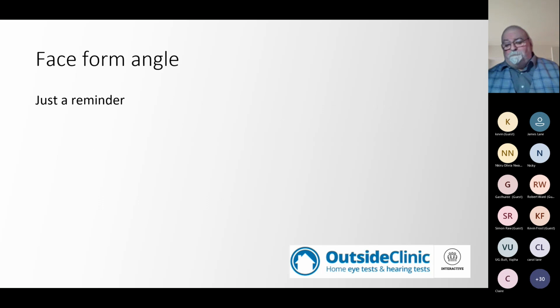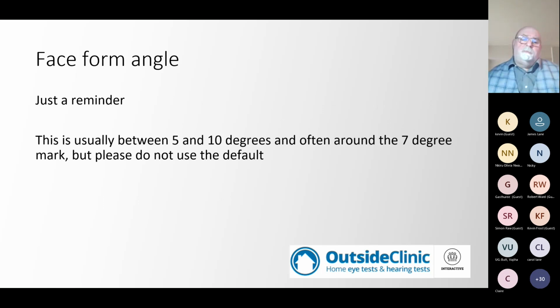So the face form angle. This is usually going to be between 5 and 10 degrees, with the most frequent one that we see in practice round about the 7-degree mark. Now, if you are ordering lenses that are designed to be freeform, so that we've got the same effectivity irrespective of the line of gaze, if you do not specify the face form angle, the manufacturers will revert to the default, and the default is 7 degrees.